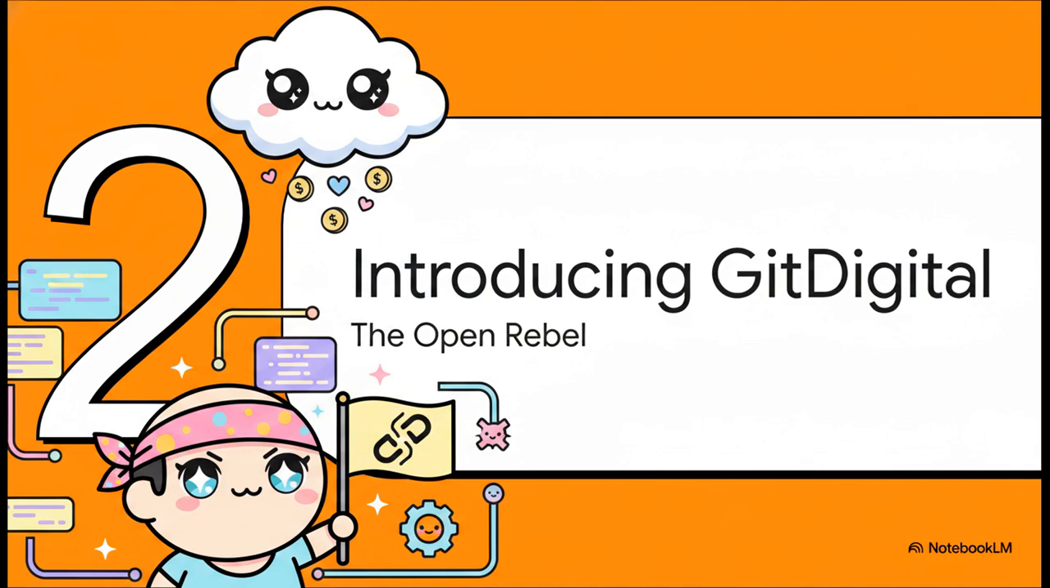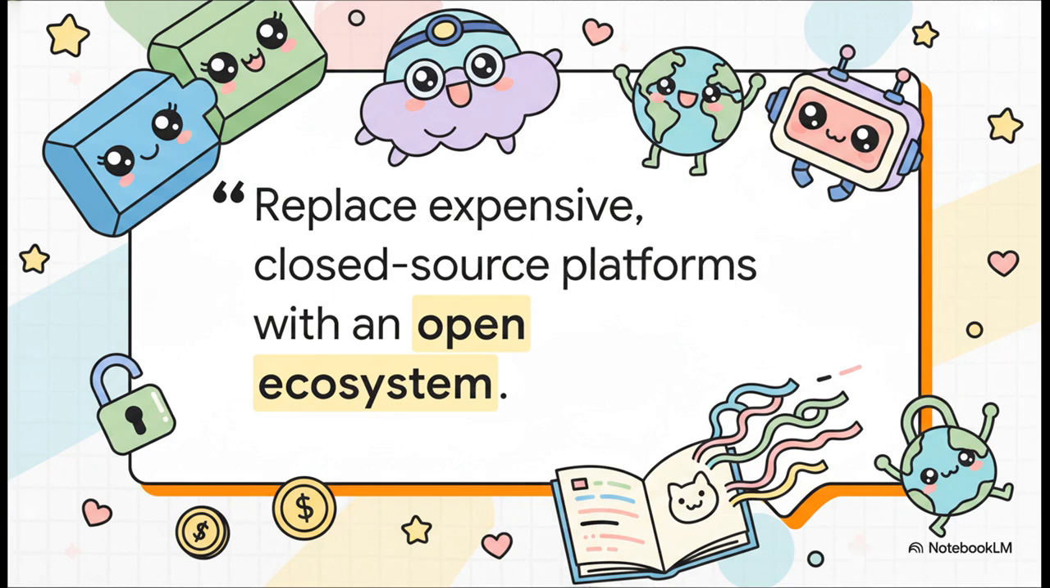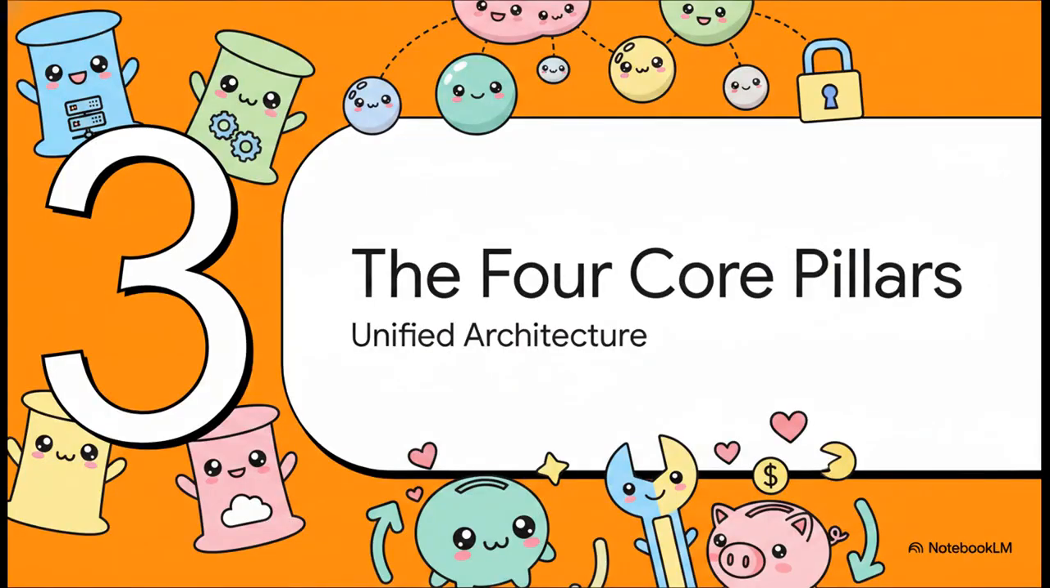Introducing GitDigital, the open rebel of the space. Their core mission is a direct, head-on response to this whole pricing crisis. They want to replace expensive, closed-source enterprise platforms with a completely open ecosystem. This is built by independent developers and cryptographers from all over the globe. And the best part? Every single line of code is fully auditable on GitHub. No secrets, just transparency.